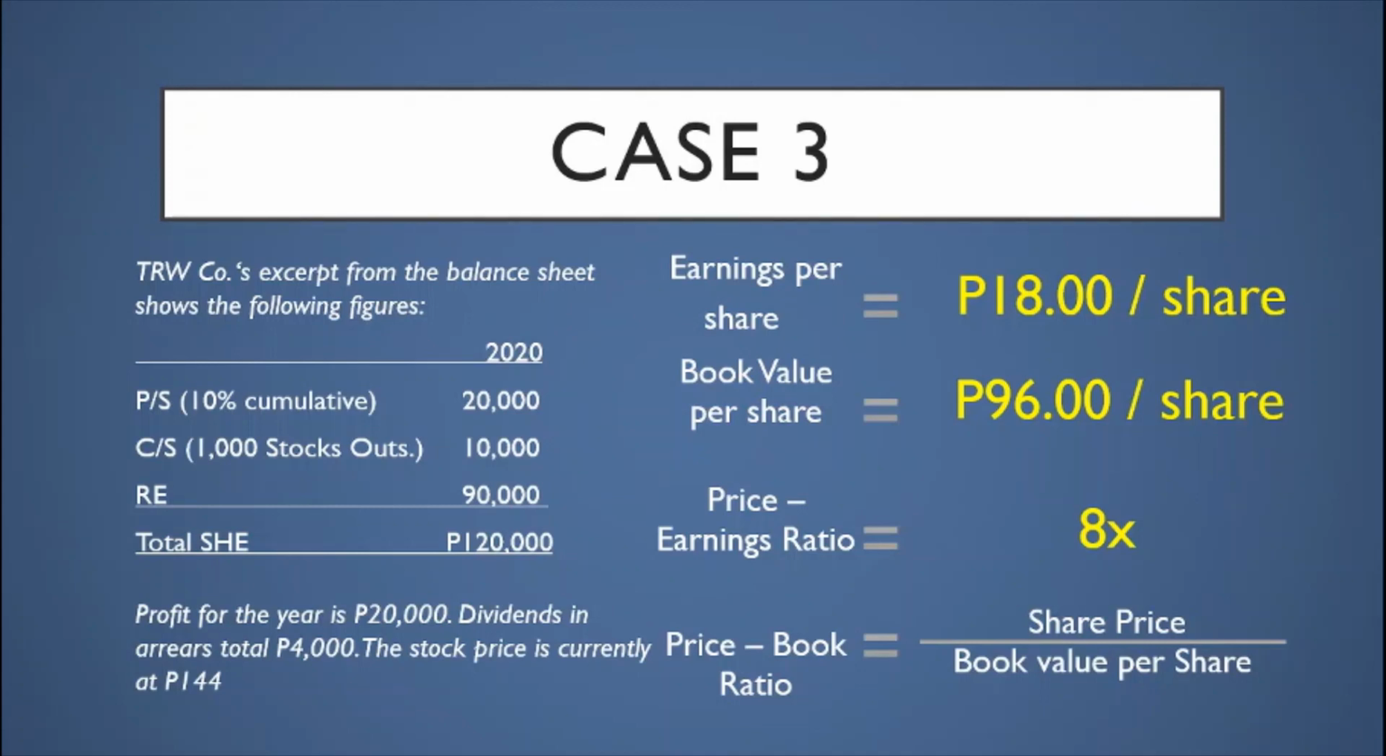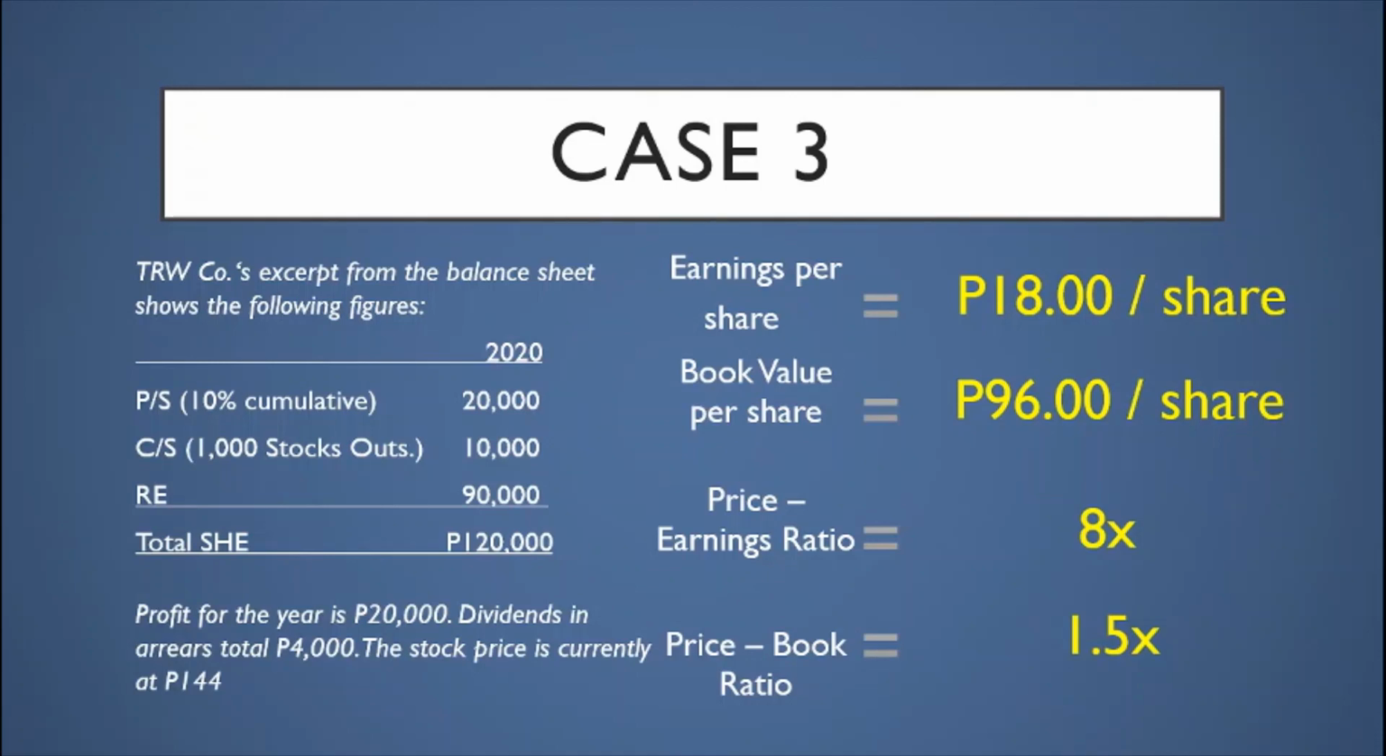Price to book value, we are to divide the share price over the book value per share. We would have 144 pesos, the stock price, divided by 96 pesos, the book value per share. This will give us 1.5 times. So the stock price is currently 1.5 times the amount of the book value for each share.